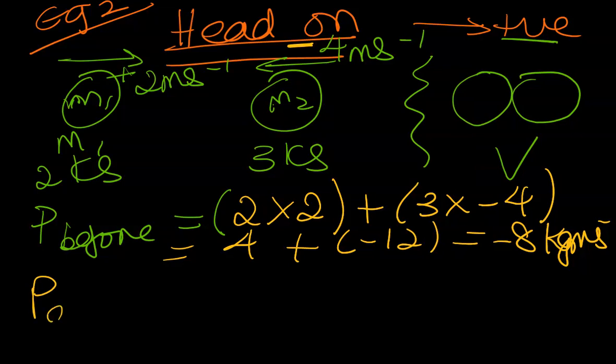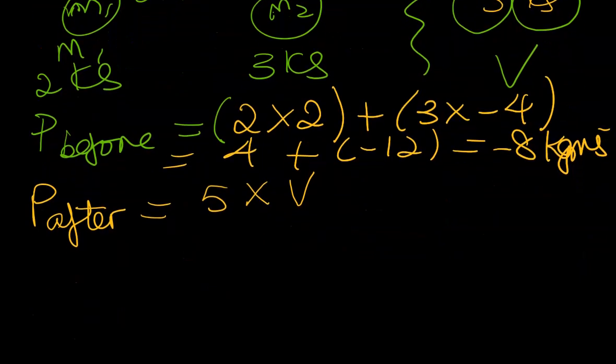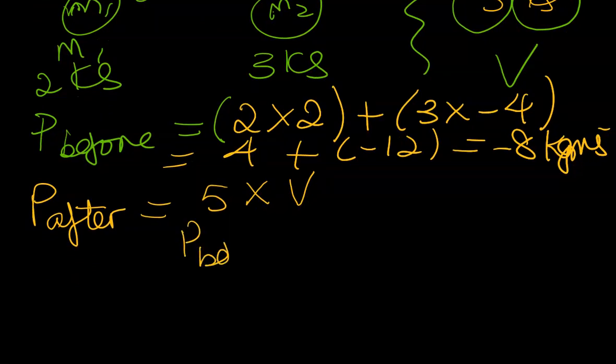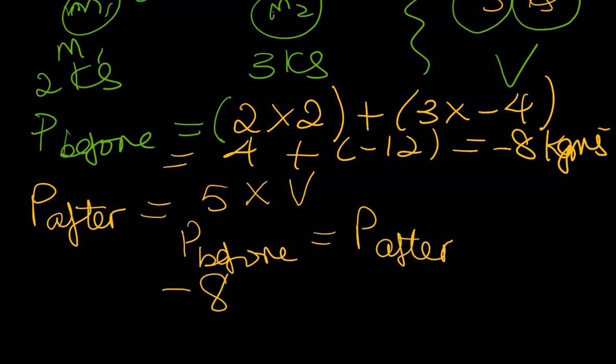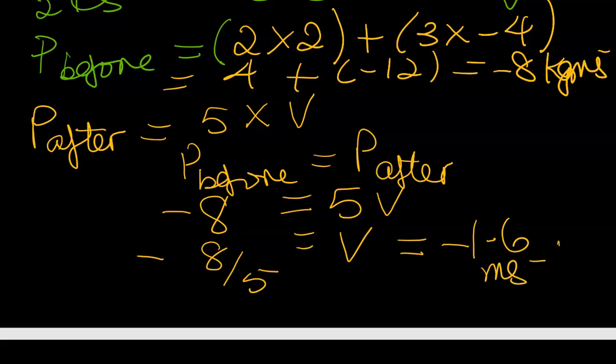Right, so let's work on now the momentum after. So because the two bodies have stuck together, I have a combined mass of 2 and 3, which gives me 5 kg, and it's multiplied by some velocity v. So therefore, I have now momentum before is equal to momentum after. So minus 8, remember you're using your convention, these are vector quantities, is 5v. So v now works out to be minus 8 over 5, which is minus 1.6 meters per second.